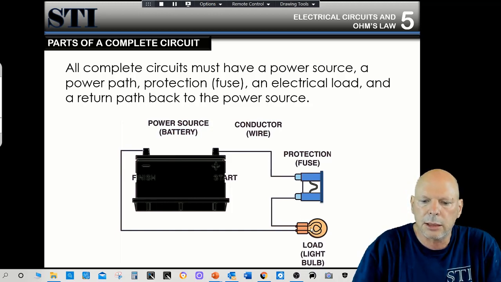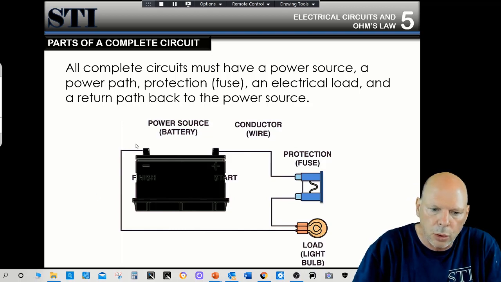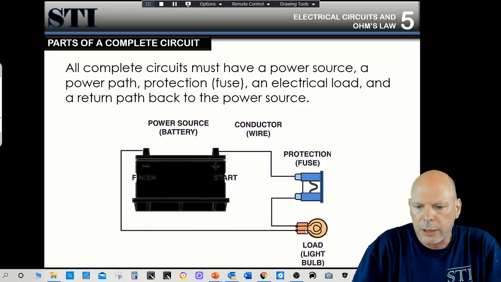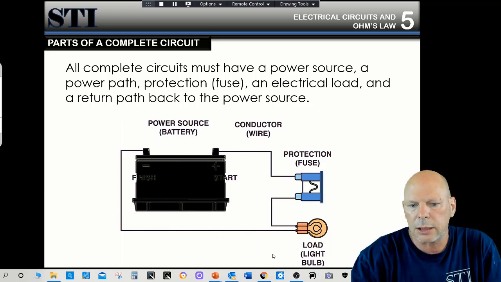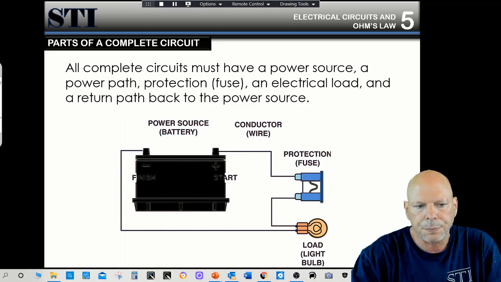And what the load does is it creates resistance where? Back home to the battery. So by putting resistance in the circuit, it regulates how much current is going to flow through the circuit. And we went through this and we talked about this when we talked about Ohm's law a little bit.